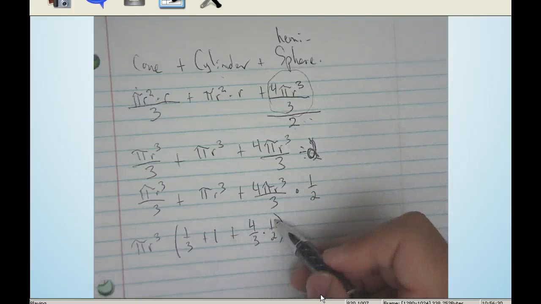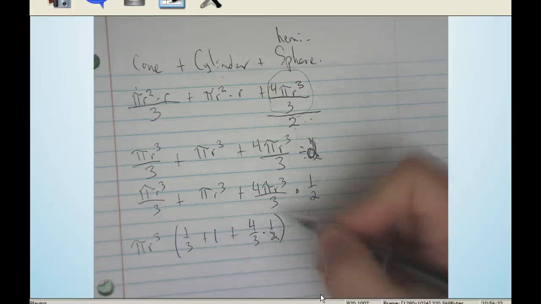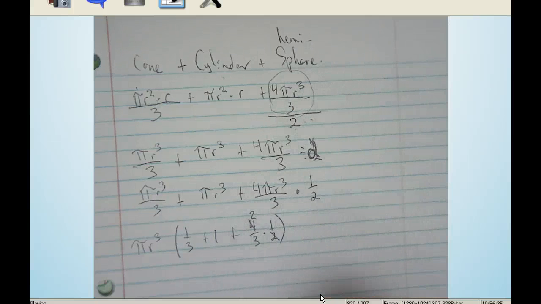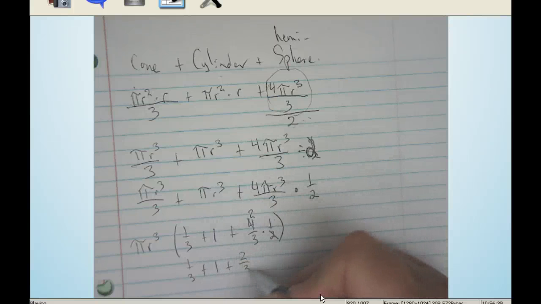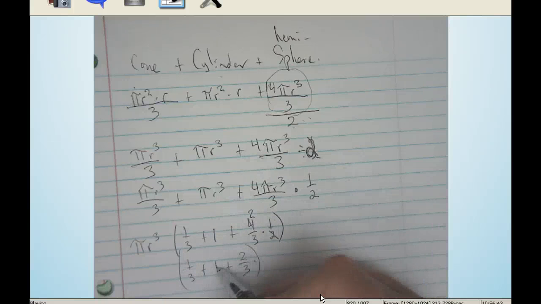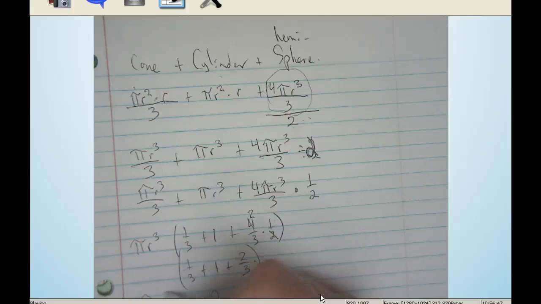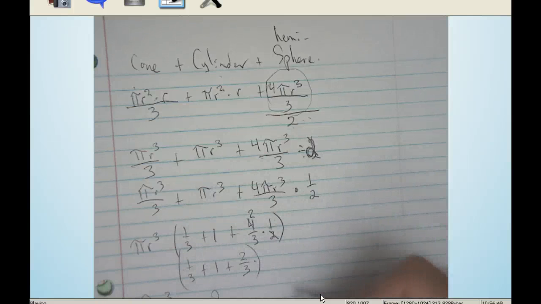So here we go. What do we got? These guys are going to cancel. So I have 1/3 plus 1 plus 2/3. And these guys make 1, and 1 is 2. So 2 times pi r cubed. So my answer is 2 pi r cubed.